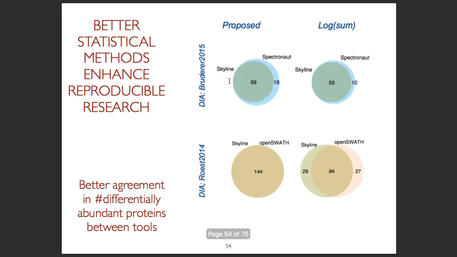And the same thing for DIA. This is another example for DIA. This is log of sum, Skyline versus Spectronaut, and here the agreement improved, and here is Skyline versus OpenSWATH, the agreement also improved. To me, this is the biggest value of that. It's not because we want to be fancy, right? But because we can expect with higher probability that the conclusions will not depend on the individual tools, but will depend on the underlying composition of the samples.